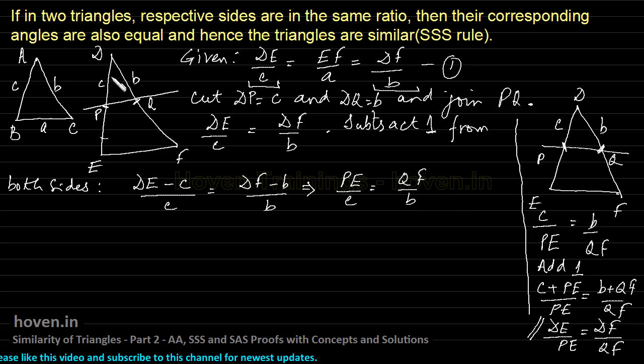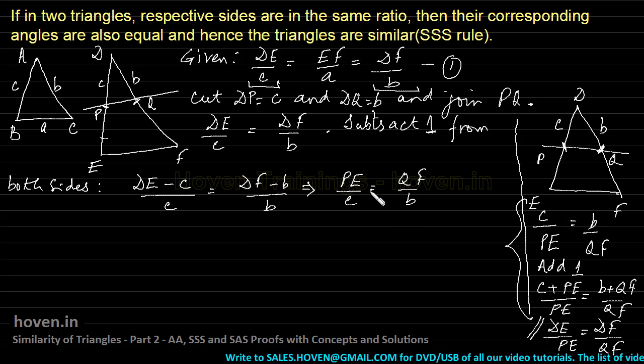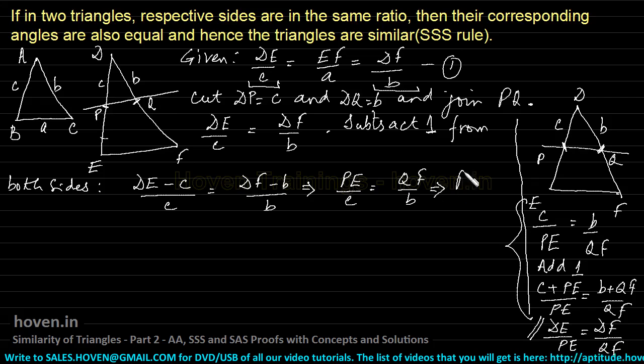So in effect, we were given the ratio of the entire side to a small part. Entire side to a small part. We can obviously, by adding 1 or subtracting 1, conclude that the ratio of the smaller part to smaller part would also be equal. This is what I was trying to say here, and I have concluded the same thing here also. So now, so far what we have is that PE to C should be equal to QF by B. What does this imply immediately? This implies that PQ should be parallel to EF.